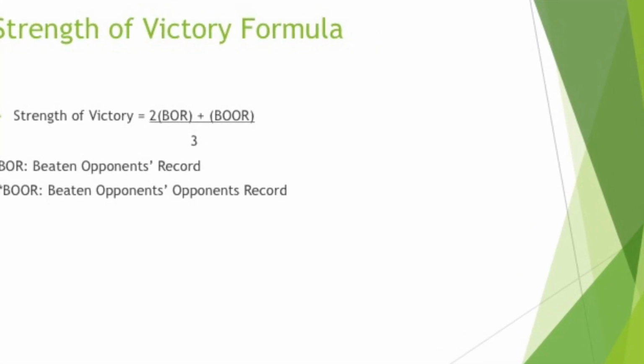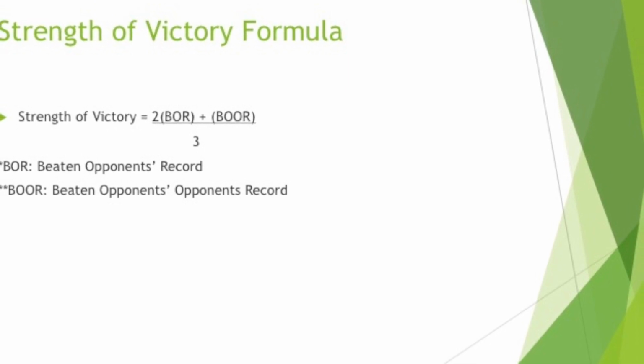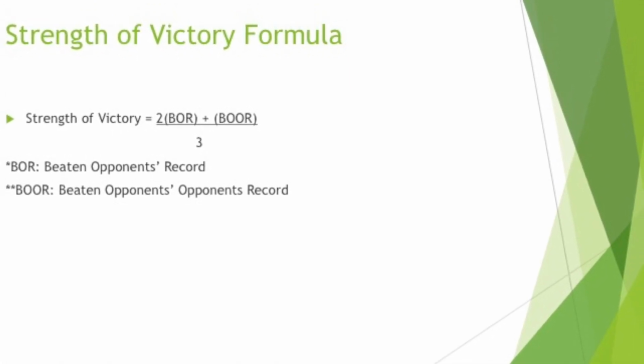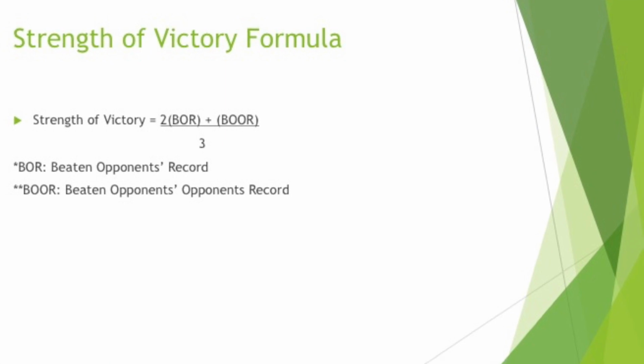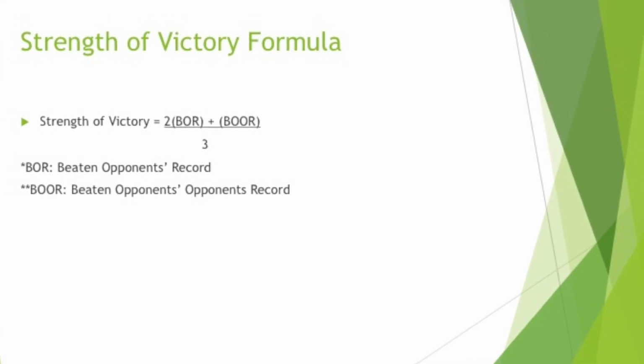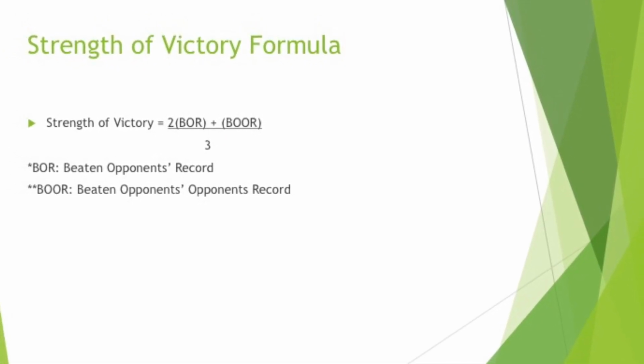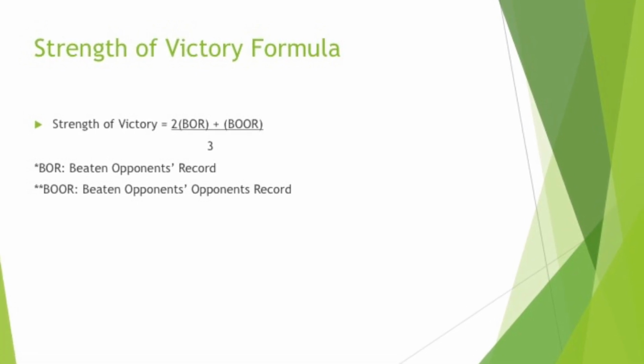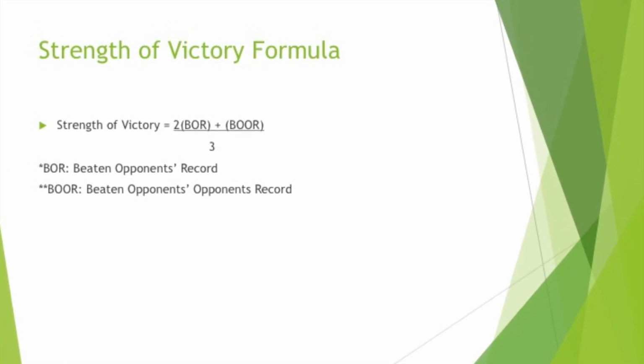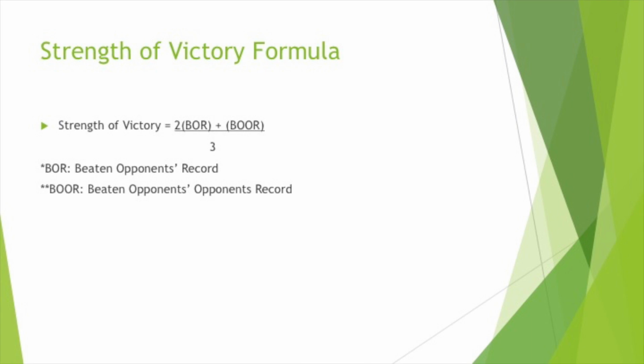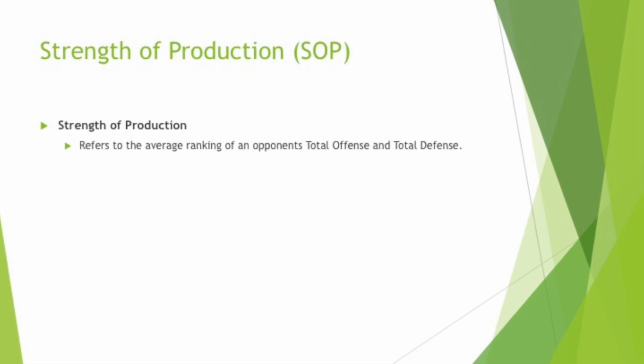Next, we're going to look at strength of victory. Now, strength of victory actually uses the same formula as strength of schedule, but we're only accounting for the teams that we've beaten. So we're going to multiply 2 times beaten opponent's record plus beaten opponent's opponent's record and divide that by 3. Now, this is where things get interesting.